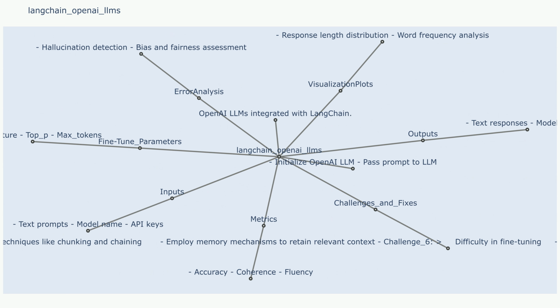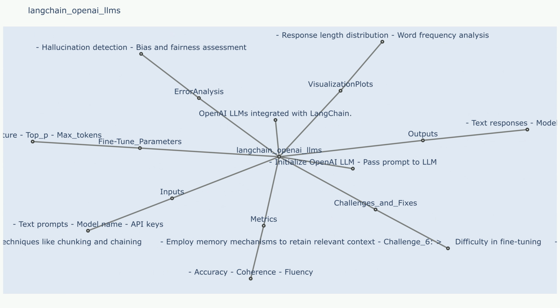Uncertainty methods. Temperature sampling: introducing randomness into the model's prediction process to account for uncertainty. Top K sampling: limiting the number of possible next words considered, potentially reducing uncertainty by focusing on the most likely options.